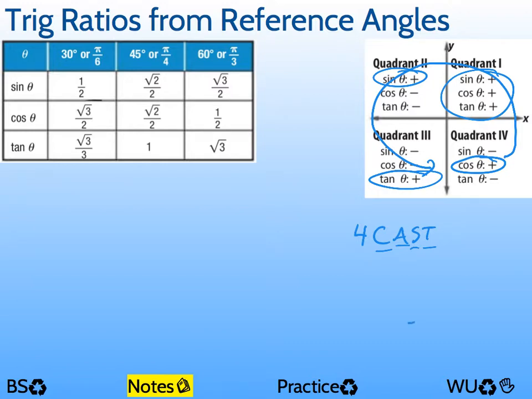Start in quadrant 4, go around counterclockwise the way normal angles are, and in quadrant 4 it's cosine, 1 is all of them, 2 is sine, and 3 is tangent.